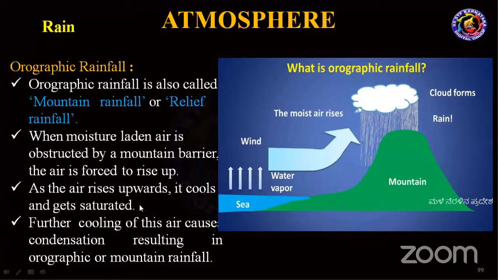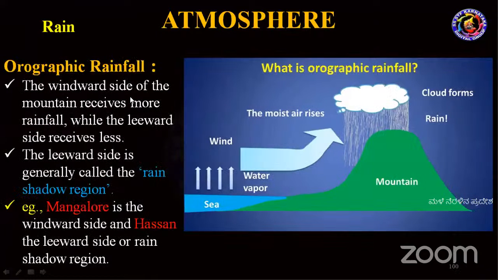This orographic rainfall is also called mountain rainfall. It happens because of the mountain obstacles on the way of that moisture-laden air. The windward side of the mountain receives more rainfall, while the leeward side receives less. Here, this is a picture, an image here.